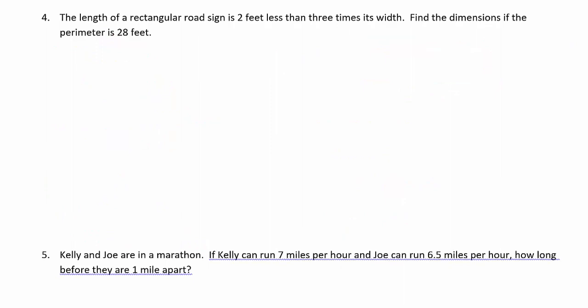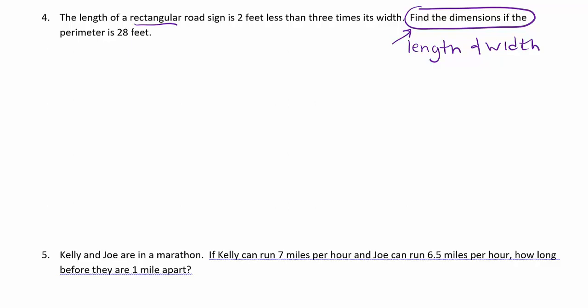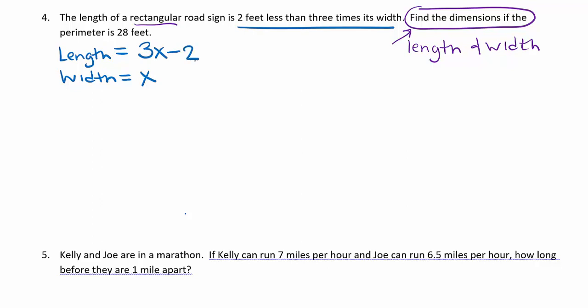Example 4. The length of a rectangular road sign is 2 feet less than 3 times its width. Find the dimensions if the perimeter is 28 feet. The dimensions of a rectangle refer to its length and its width. So I've got 2 unknowns here. We're told that the length is 2 feet less than 3 times the width. So if I call the width x, the length would have to be 3x minus 2. We've taken 2 away from 3 times that number.